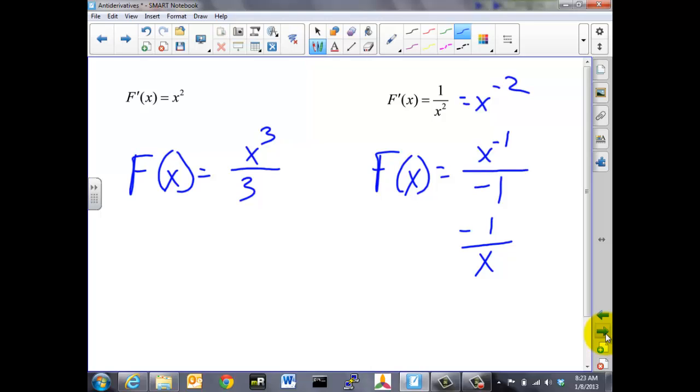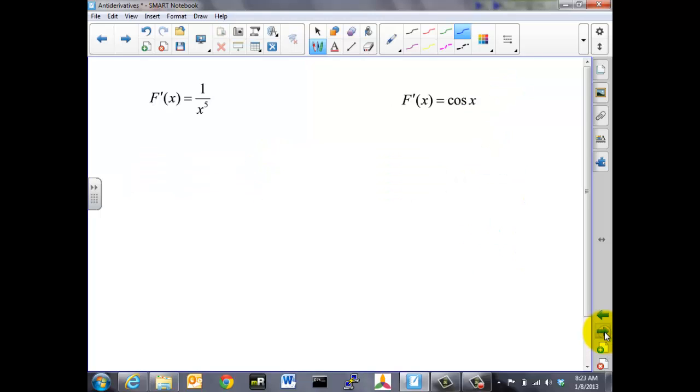So anytime you see a fraction, you've got to figure out some way to get it into a polynomial looking thing. Otherwise, you're going to be lost there, okay? All right, so 1 over x to the 5th. Solve that problem. That's f prime. Find the antiderivative. Find f. Sam, got a solution for us? 4 over x to the 4th.